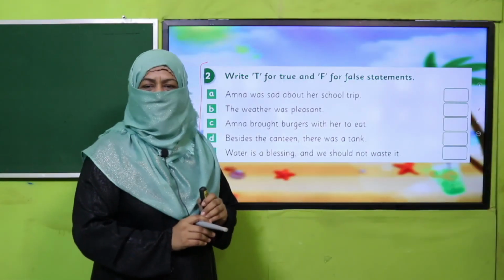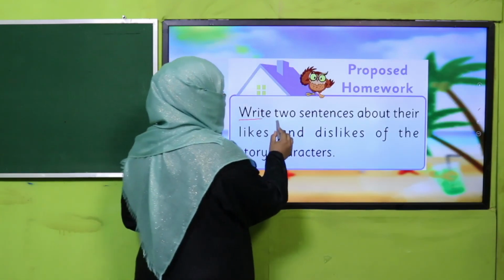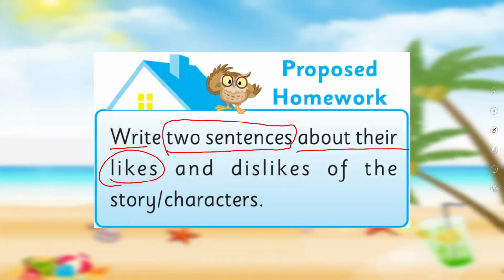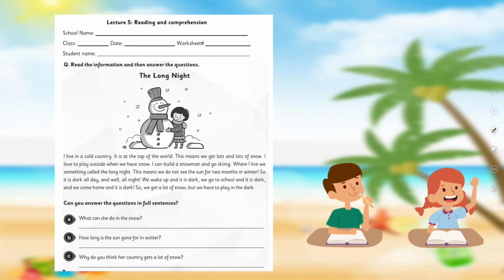Yes, my dear children, are you done with it? Good job. Now it's time for your homework. You will write 2 sentences, okay, about your likes and dislikes of the story or characters. So anything you can write, either about the story or about the characters. This is your homework and here is a worksheet.